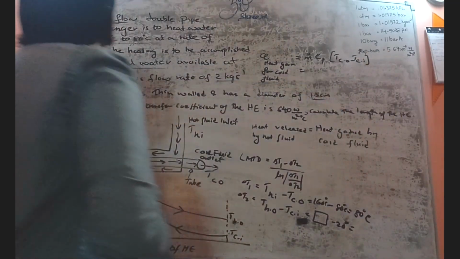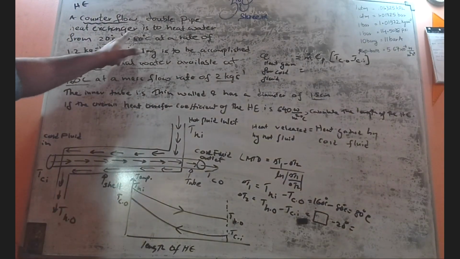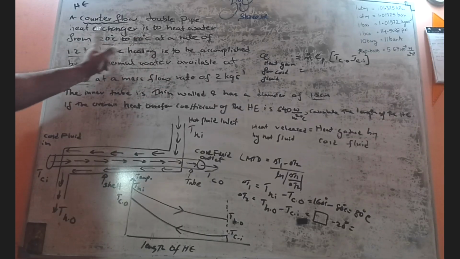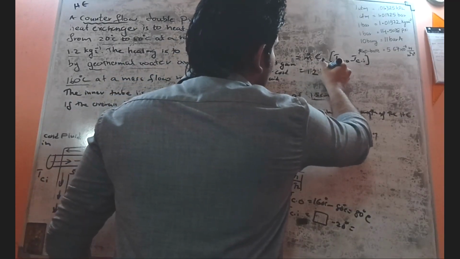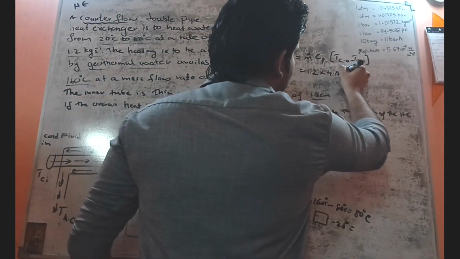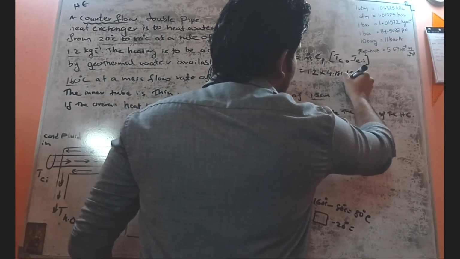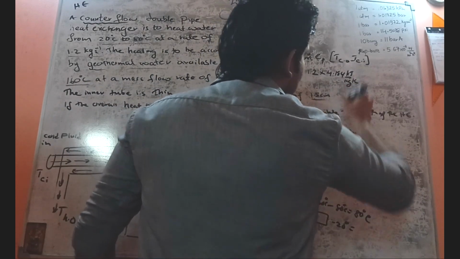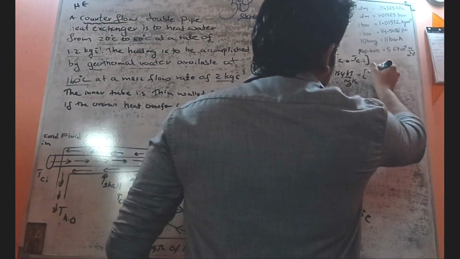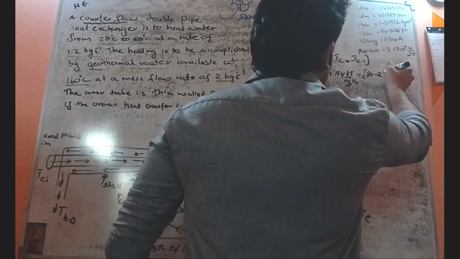What is the mass flow rate of the cold fluid? Heat exchanger to heat water from 20 to 80 at a rate of 1.2. So mass flow rate is 1.2. Specific heat capacity 4.184 kilojoules per kilogram per Kelvin, right? Times the temperature difference, how much? 80 minus 20, isn't it? Yeah.